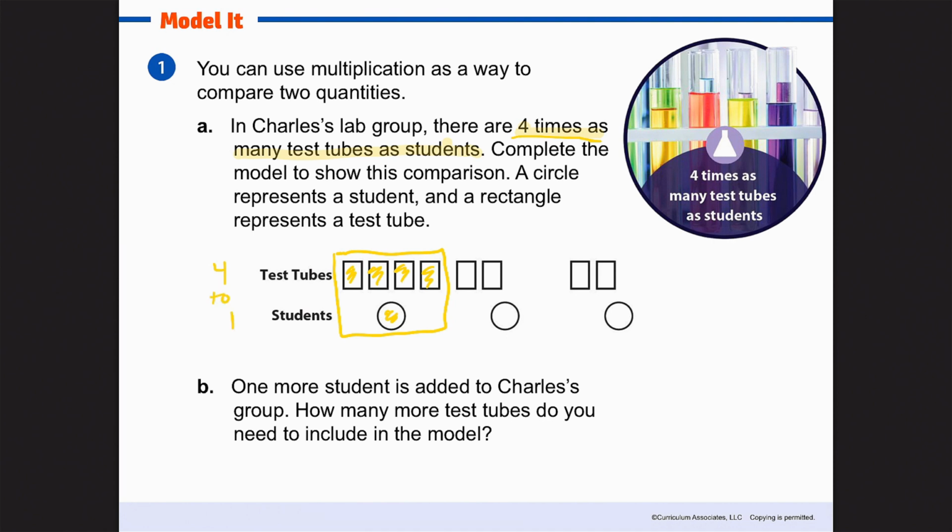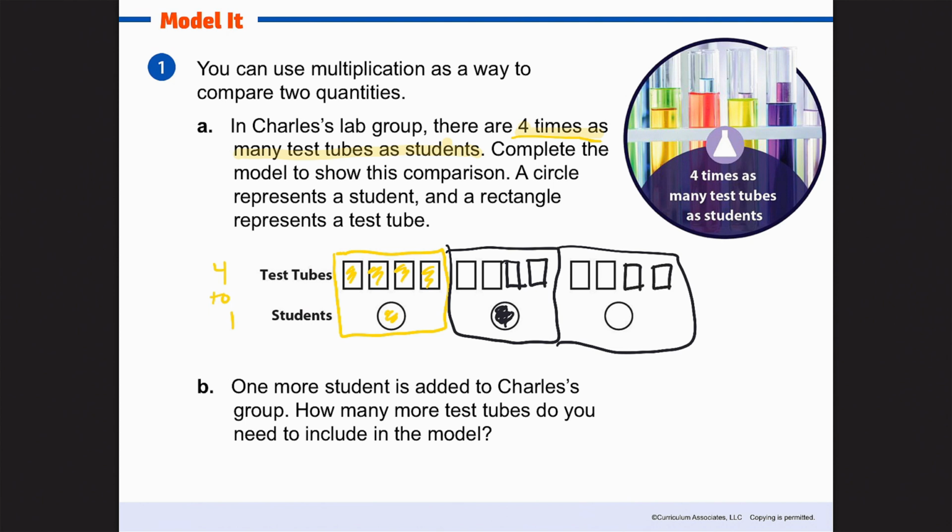Now if I look over here, I can see that I'm missing something. I need to complete my ratio. So I see there's still 1 student right here, but I need to have 4 test tubes for every 1 student. And the same thing is true right here. To make that ratio complete, I need to make sure that I have 4 test tubes for every 1 student.